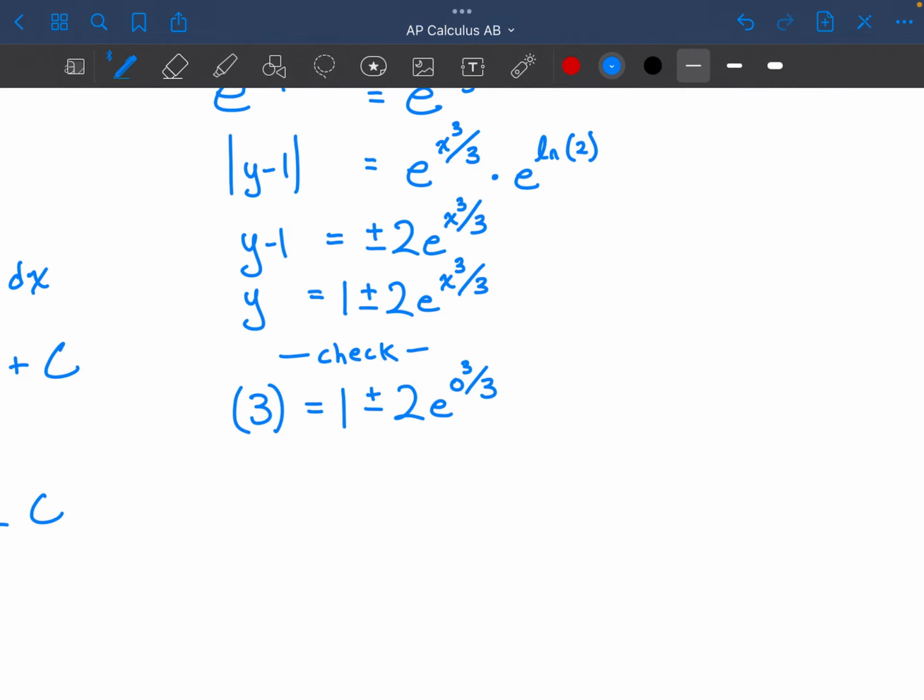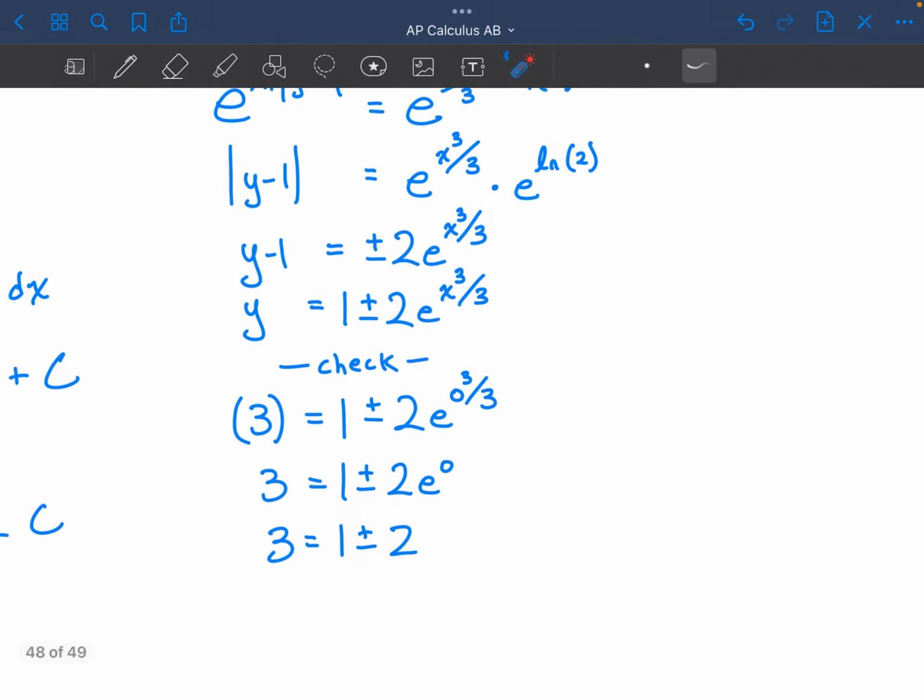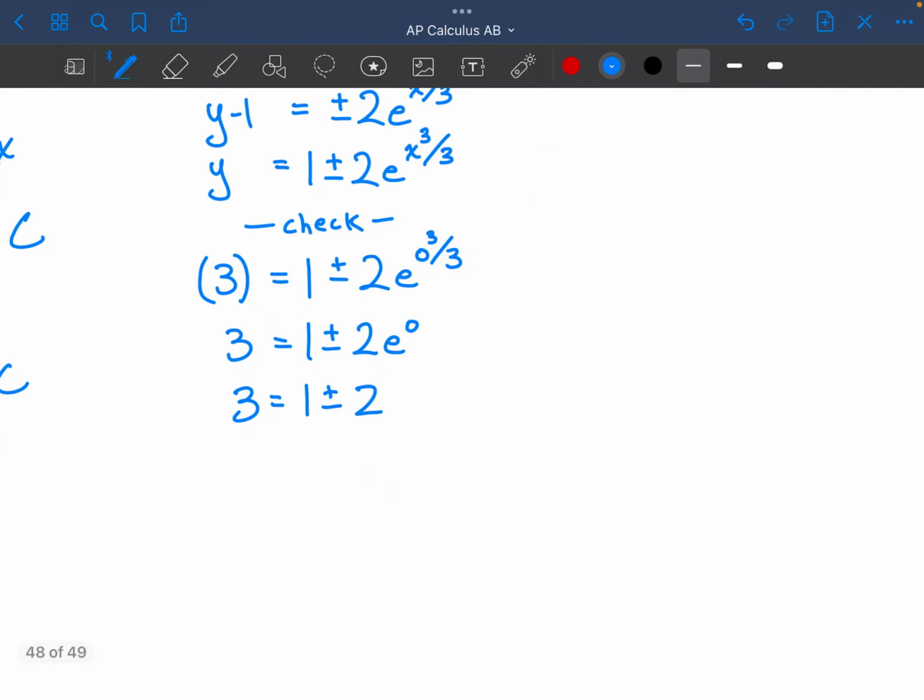Doing some quick mental math, 0 cubed is 0. 0 divided by 3 is 0. So I'll get e to the power of 0. And I'll write this out now. I have 1 plus or minus 2e to the power of 0 is equal to 3. 3 is equal to 1 plus or minus, okay, e to the power of 0 is 1. 1 times 2 is 2. So which one does it need to be, plus or minus? It has to be the plus sign, right? So that means my final answer is made for me.